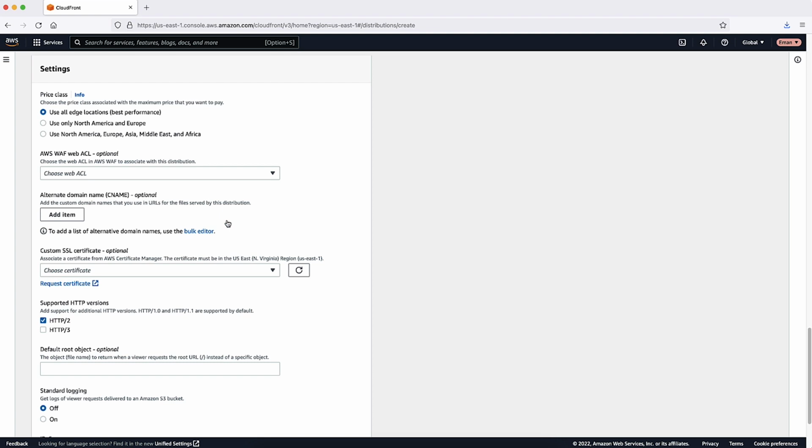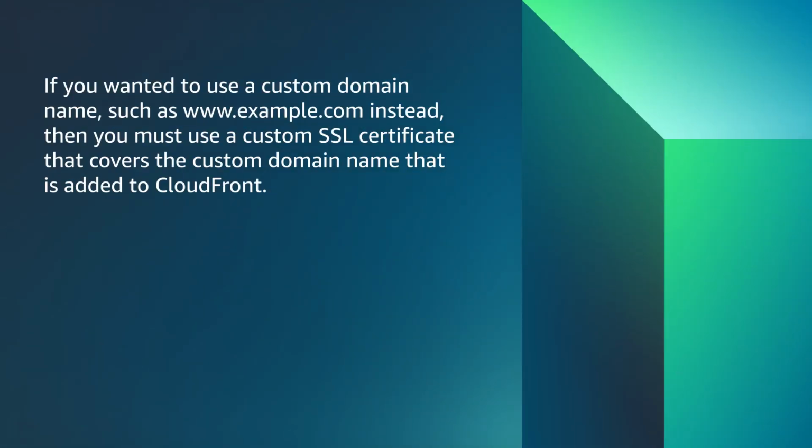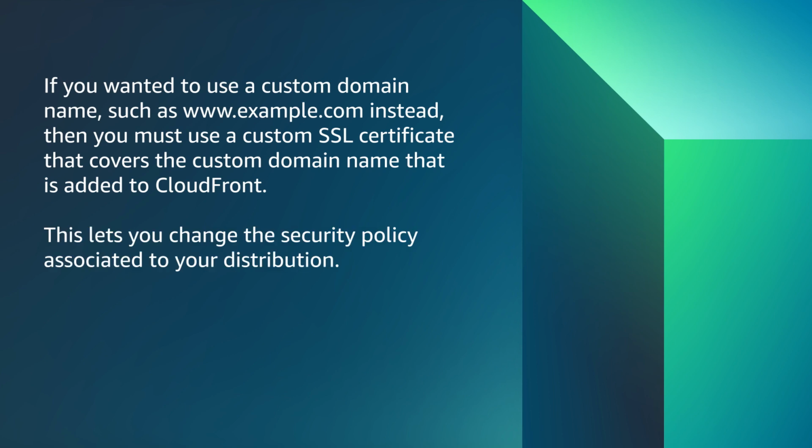If you don't use a custom domain name, CloudFront assigns a default domain name to your distribution. In this case, you can use the default SSL certificate that is already selected and available in the distribution. If you wanted to use a custom domain name, such as www.example.com instead, then you must use a custom SSL certificate that covers the custom domain name that is added to CloudFront. This lets you change the security policy associated to your distribution.